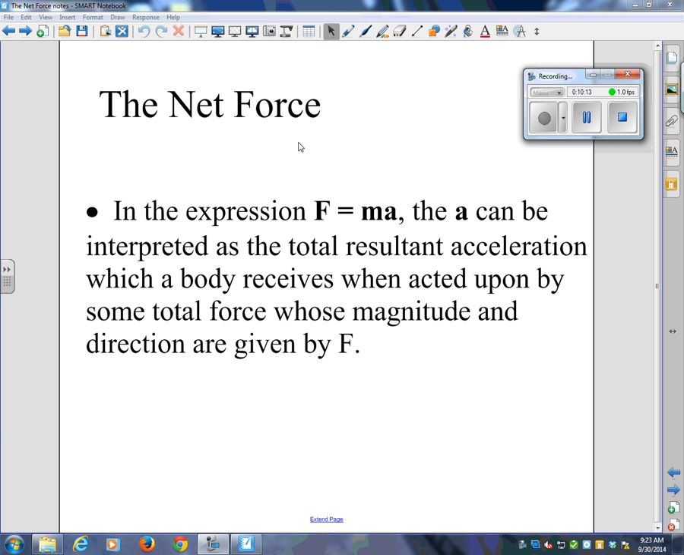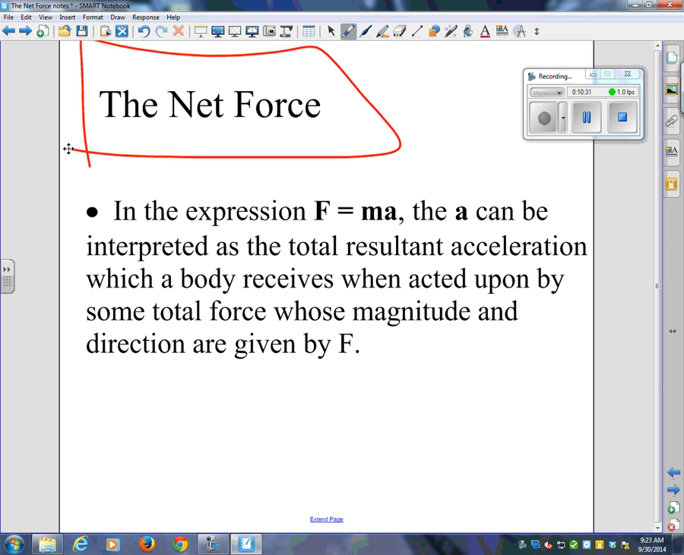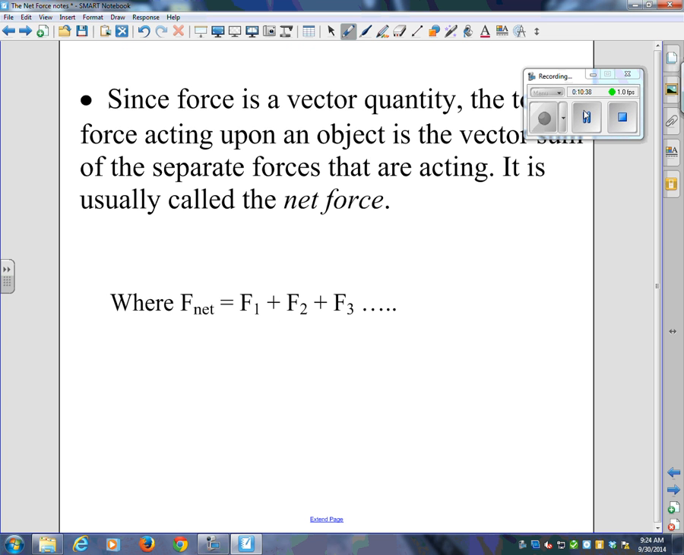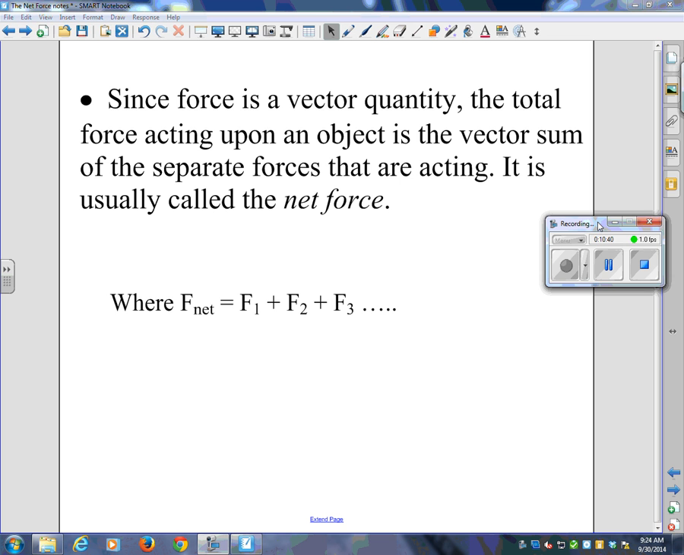Well, that's not really how it works, right? Because there's going to be friction and air resistance and other forces. So really, the A is the total resultant acceleration, and the F is the net force. We're sort of adding layers of complexity, which is kind of what I'm saying in this next slide here.